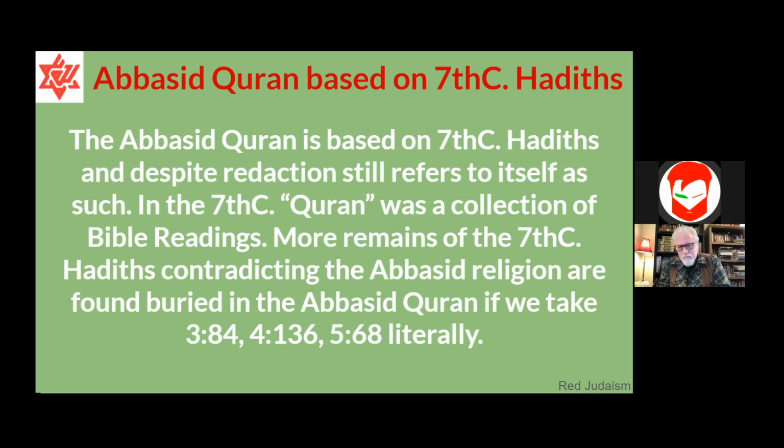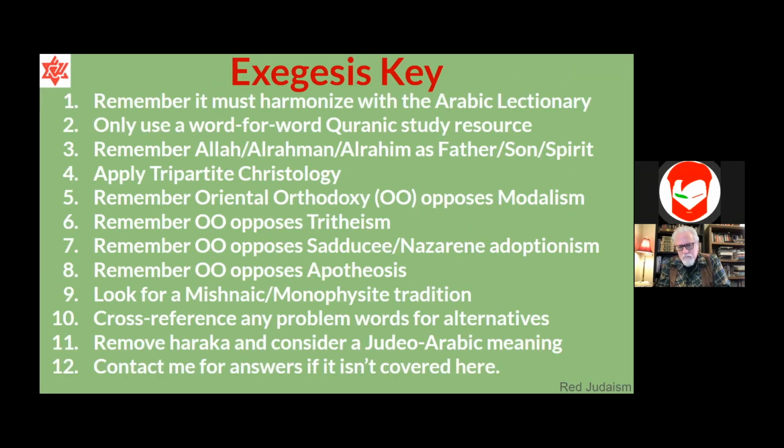Well, first of all, we have to know what to look for. And so this is the key. This is how you can find different meanings from these 7th century hadiths which contradict and are in conflict with the standard Abbasid narrative.